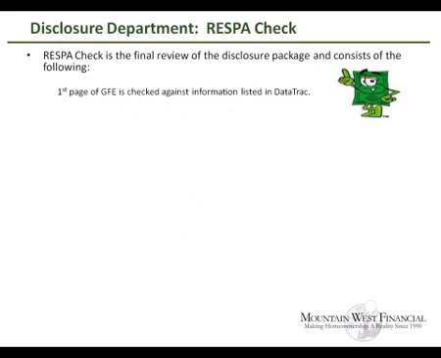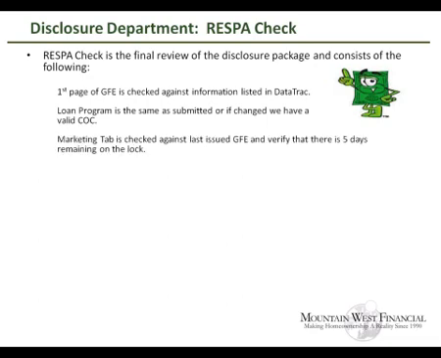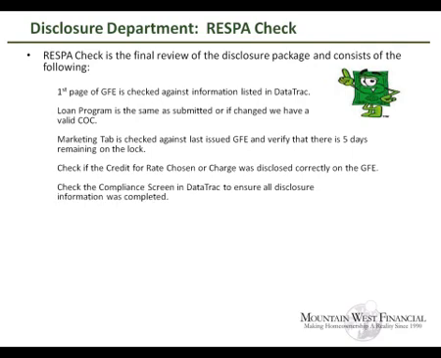First page of the GFE is checked against information listed in DataTrack. Loan program is the same as submitted, or if changed, that we have a valid change of circumstance. The marketing tab is checked against last issued GFE, and they verify that there are 5 days remaining on the lock. They check if the credit for the rate chosen or charged was disclosed correctly on the GFE. They also check the compliance screen in DataTrack to ensure all disclosure information was completed.